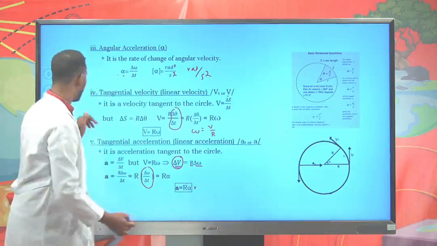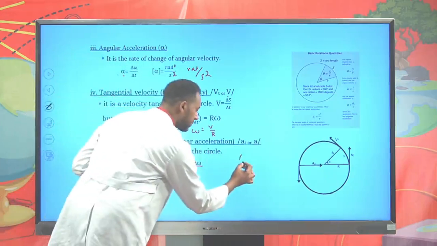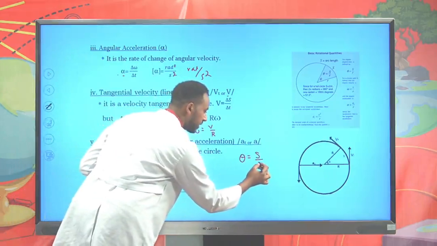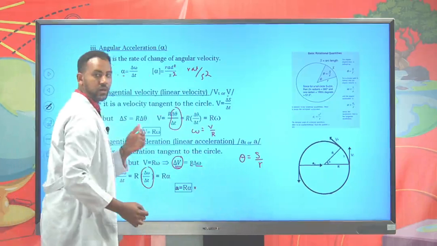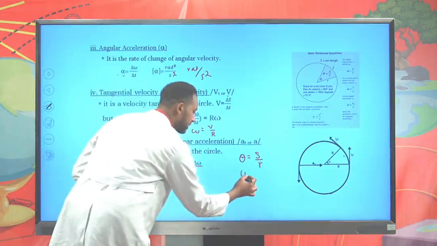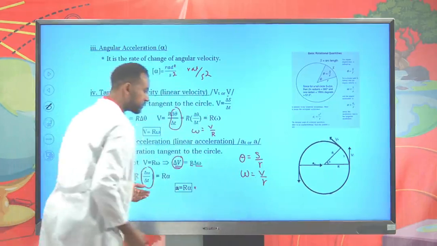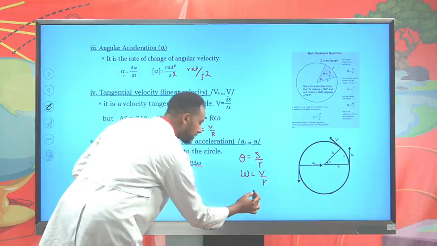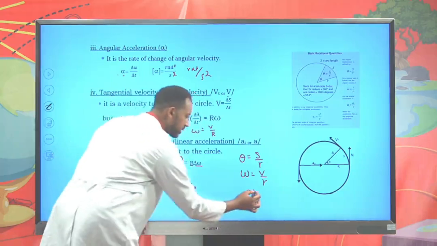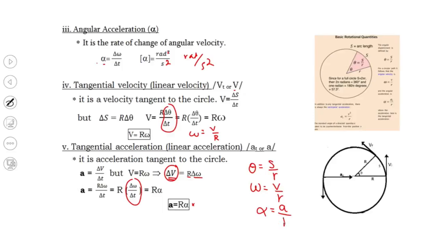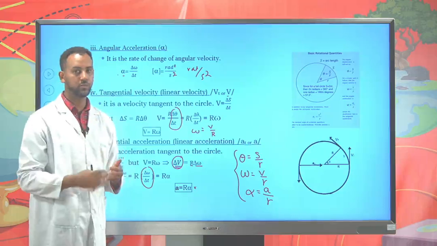So far we have seen that angular displacement can be related to linear displacement as s over radius r. Angular velocity can be expressed as linear or tangential velocity over radius r. And the same is true here: angular acceleration alpha can be expressed as linear or tangential acceleration over radius r. These are the main terms that you use for circular motion.